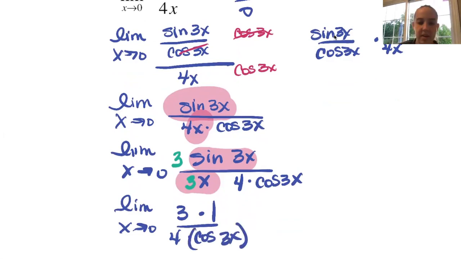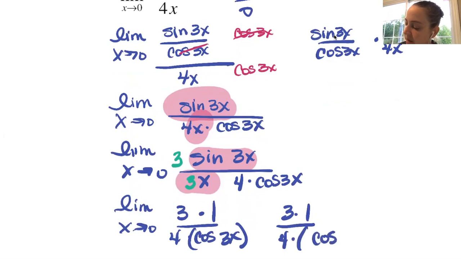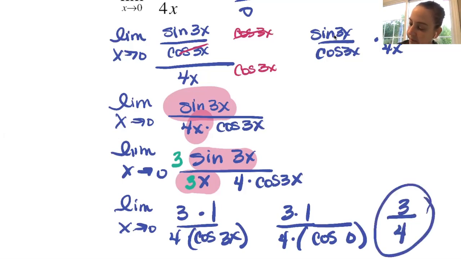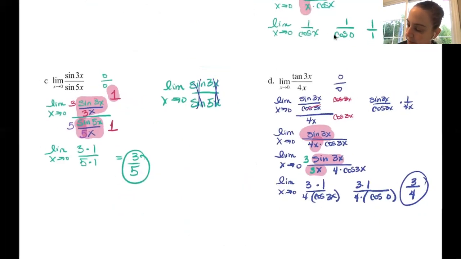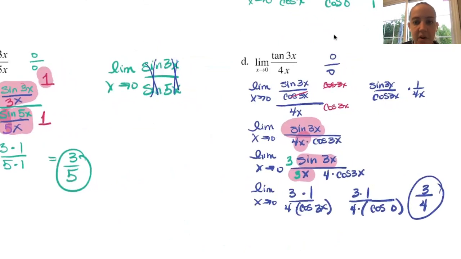And we still have to evaluate this when x equals 0. So the numerator is 3 times 1. The denominator is 4 times the cosine of 3 times 0. Well, 3 times 0 is just 0, so cosine 0. So my numerator is 3. Cosine of 0 is 1, so this is 3/4. And again, it is the ratio of the coefficients, but you cannot cancel out the x's. It doesn't work that way, but you do wind up with 3/4.